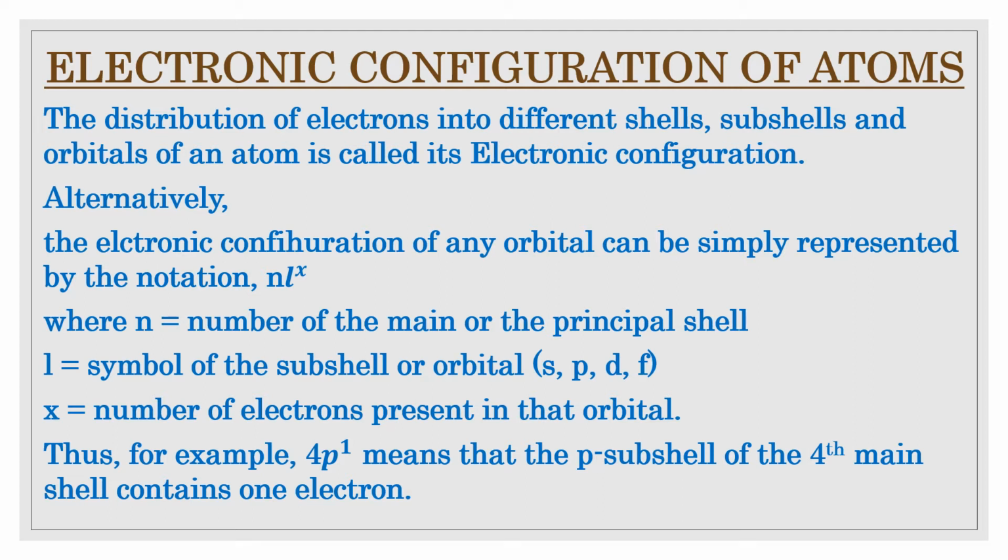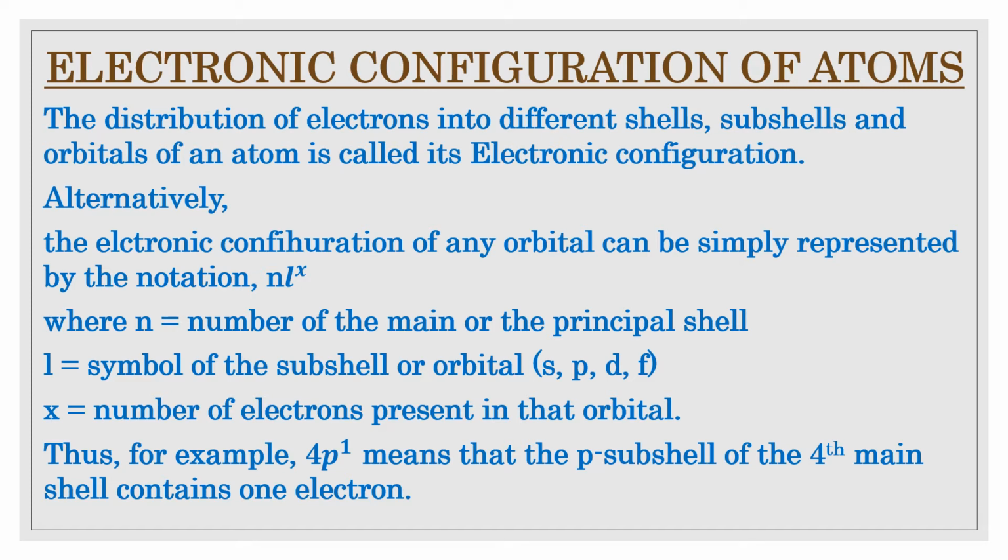nLx, where n is the number of the main or principal shell, l is the symbol of the subshell or orbital, s, p, d or f, and x is the number of electrons present in that orbital. For example, if we write 4p1, it means that the p subshell of the fourth main shell contains one electron.